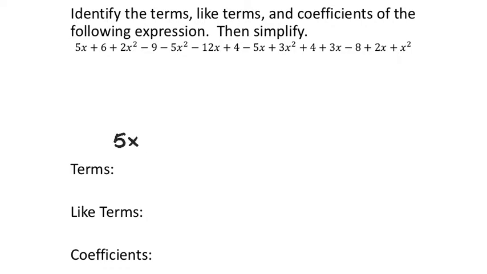The next one is 6, so I'm gonna separate this with a comma. There's a 6. And again, I'm just scanning this. So next up is 2x squared. So I'm gonna write 2x squared.